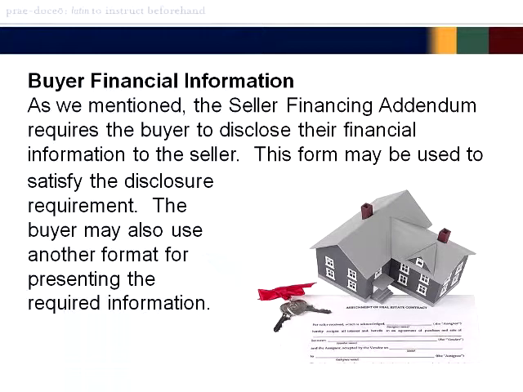Buyer financial information. As we mentioned, the seller financing addendum requires the buyer to disclose their financial information to the seller. This form may be used to satisfy the disclosure requirement. The buyer may also use another format for presenting the required information.